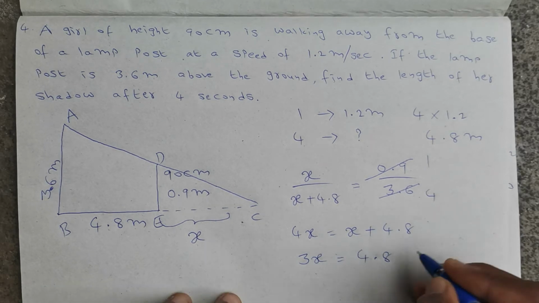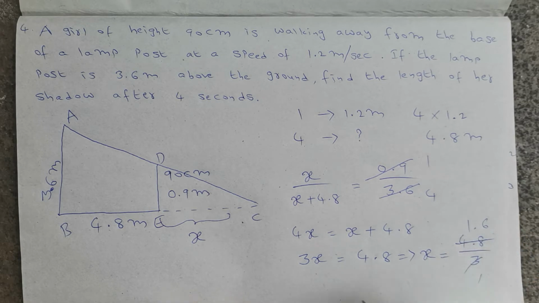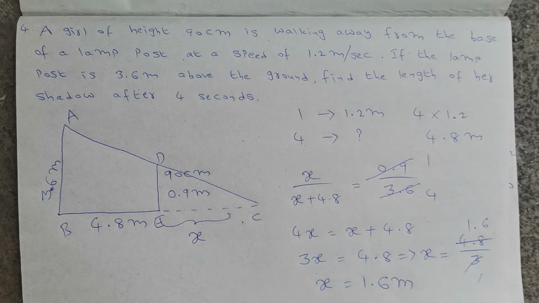We want the x value, so x is equal to 4.8 divided by 3. 3 ones are 3, 1.6 are. So x is equal to 1.6. All the measurements are in meters, so this is also in meters. So the length of her shadow after 4 seconds is 1.6 meters.